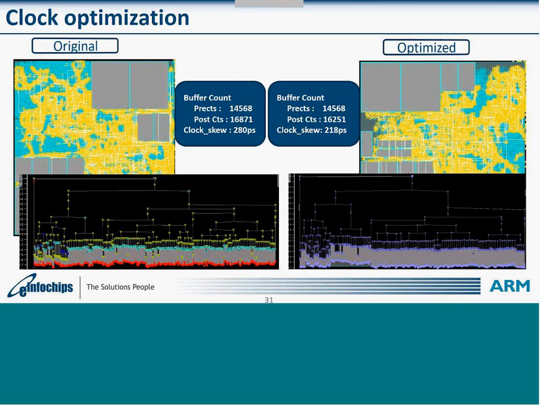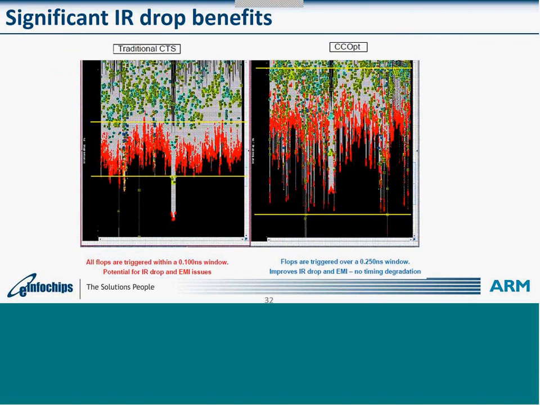Moving to the next slide, 32, significant IR drop benefits. Here is one of the experiments we did. We tried the traditional CTS and CC opt. In CTS, we saw that most flops were switching in a window of 100 PS, and we saw a lot of IR and EM violations, EM issues.